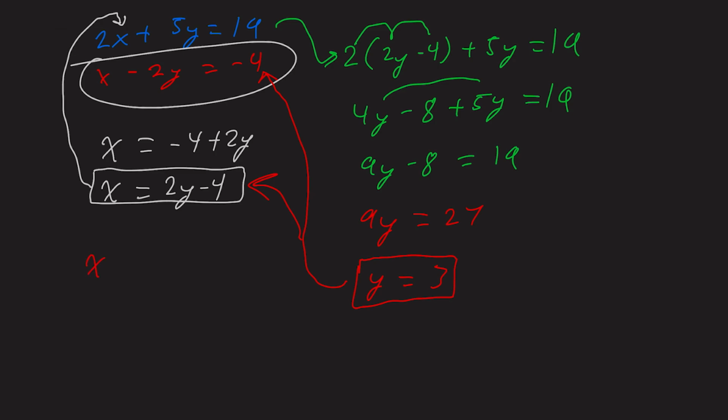Okay, I'm going to get x equals 2 times 3 minus 4. X equals 6 minus 4, therefore x equals 2. And now I have the other coordinate contributing to my ordered pair, and I can write the point of intersection as the point (2, 3). There we go.